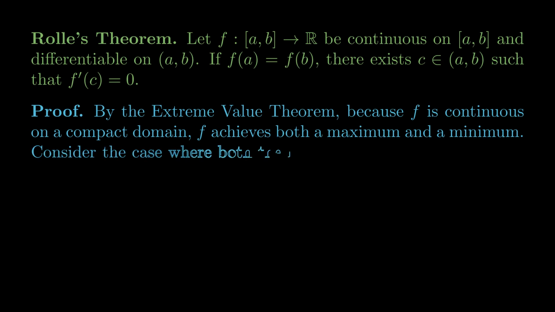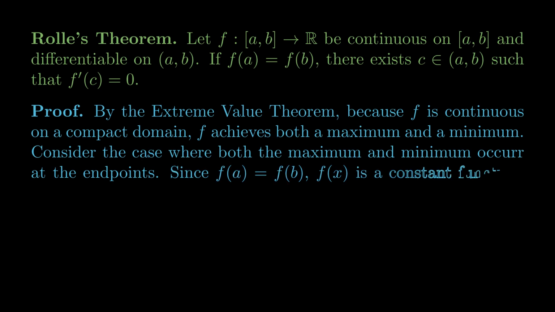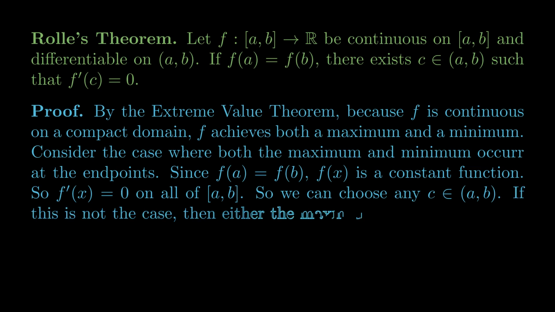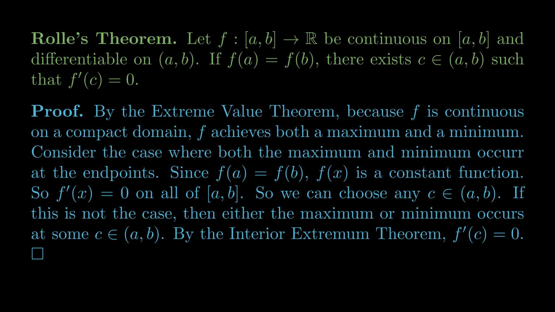So let's first consider the case where both the maximum and minimum occur at the endpoints. Since f of a equals f of b, the only option for f is to be a constant function at this height, in which case f prime of x is 0 on the whole interval. And so we can choose c to be any point we want. And then if this is not the case, then either the maximum or minimum occurs at some point in the open interval a to b. We can let c represent this input and note that by the interior extremum theorem, f prime of c equals 0, proving Rolle's theorem.